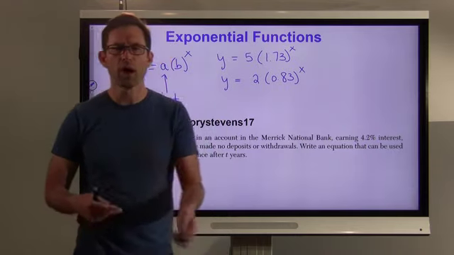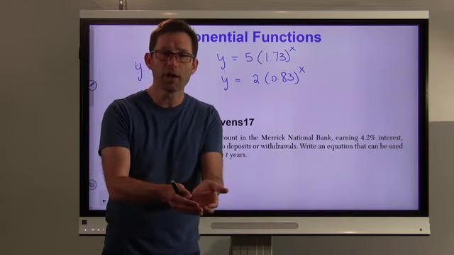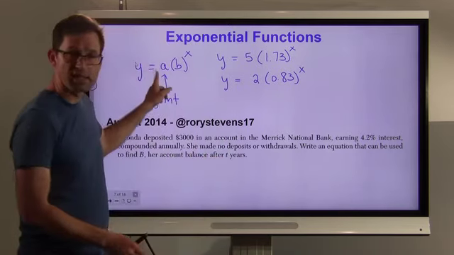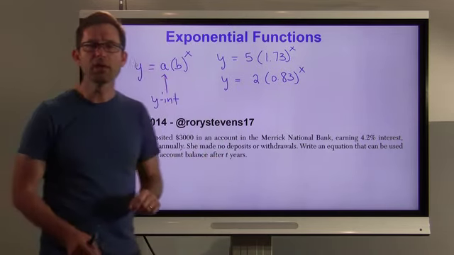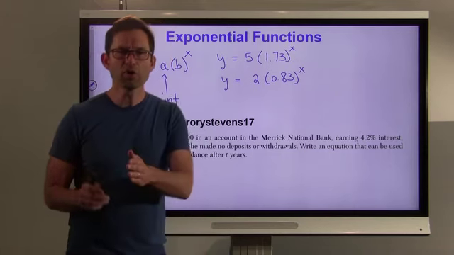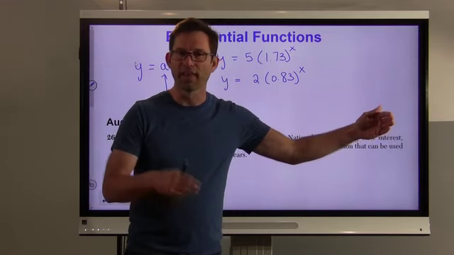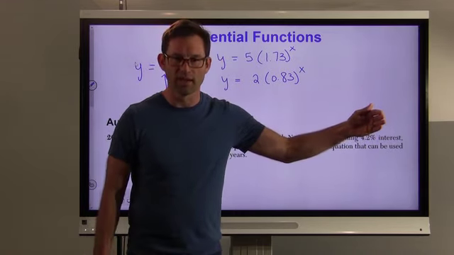Like if I have one of these problems where I put a certain amount of money into a savings account, how much I put in there to begin with, that's my a. The b is what's called your growth or your decay factor. It's how much you're multiplying each time unit by to get to the next one. That's that geometric sequence idea.